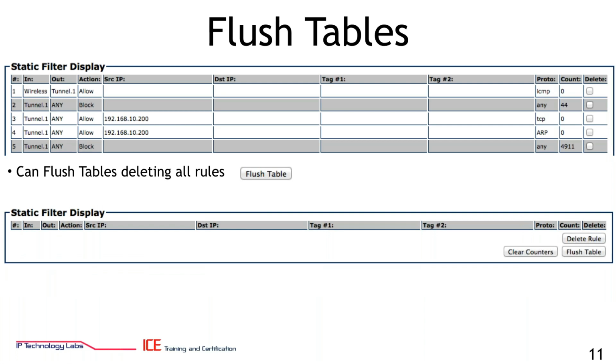And then we can also flush our tables. So I have a whole set of rules that are all set up. I can just flush them, wipe them all out. One thing to keep in mind is if something's not operating correctly, I can save my config with all these rules. I can flush the table. If everything starts working, I know it's a problem with my rules. If I'm still having the same issue, I know it's not a problem with my rules. I can reboot the device, and then I'm back to having my full set of rules.